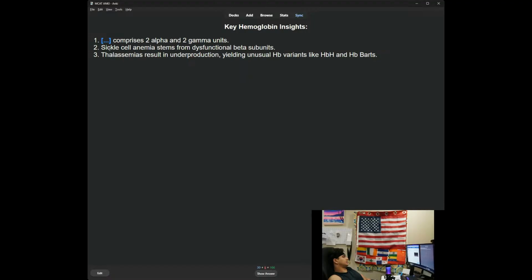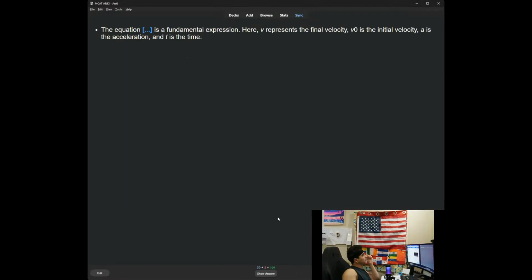Fetal hemoglobin, sickle cell anemia, beta thalassemias. Equation is fundamental. VF is equal to VO plus AT.